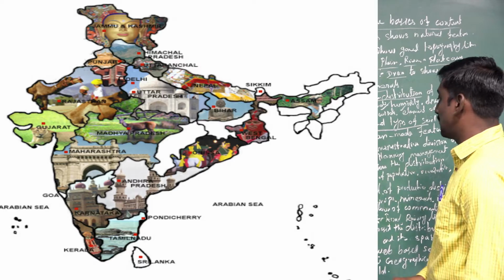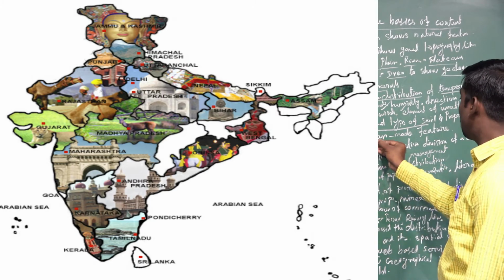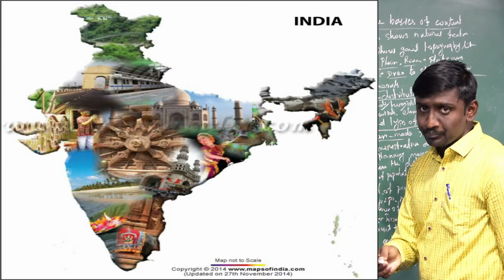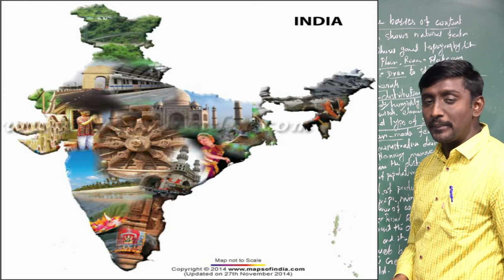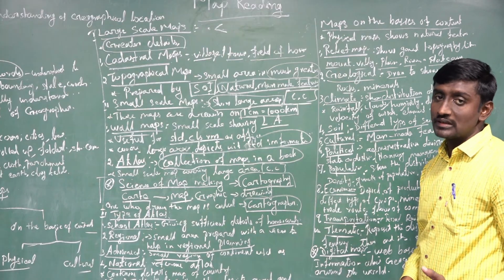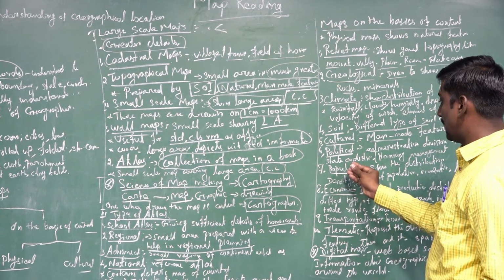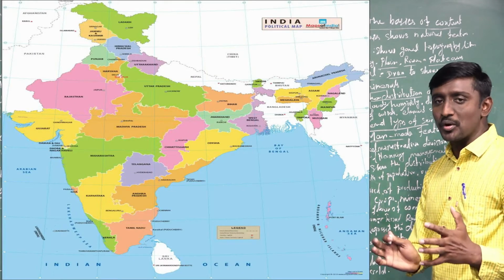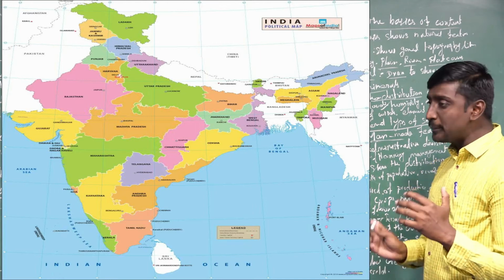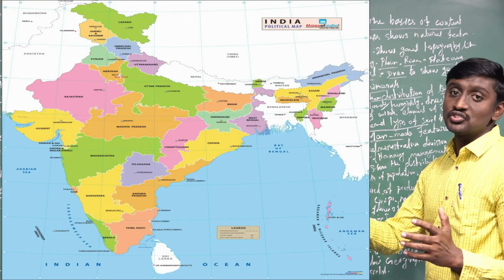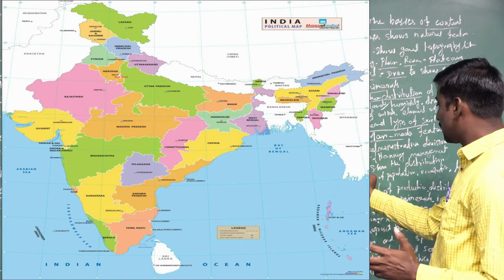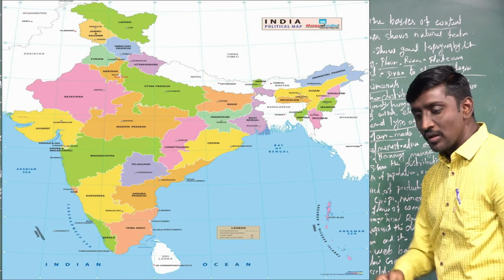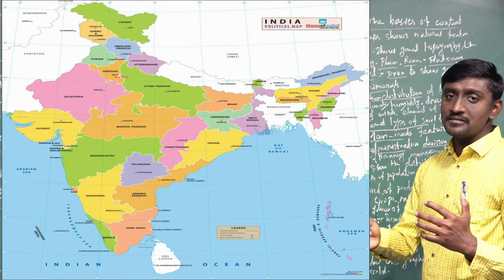And next, cultural. Cultural maps show man-made features. What are the man-made features? Buildings, roads, dams and so on. And political maps. Political maps are very important and used for the administration of countries. Political maps show the administration and division of the country.